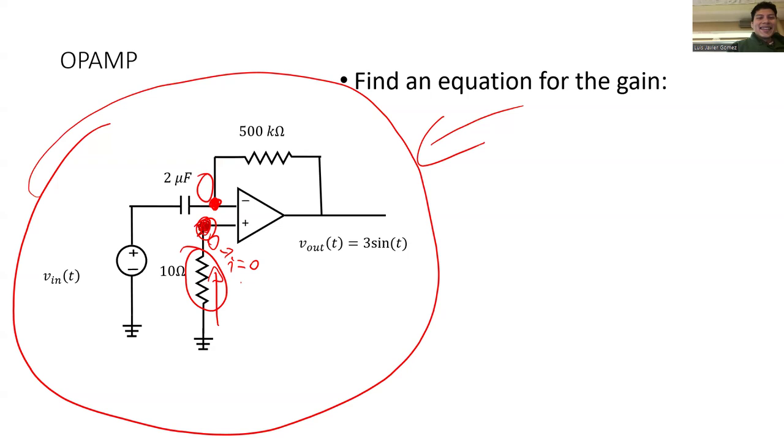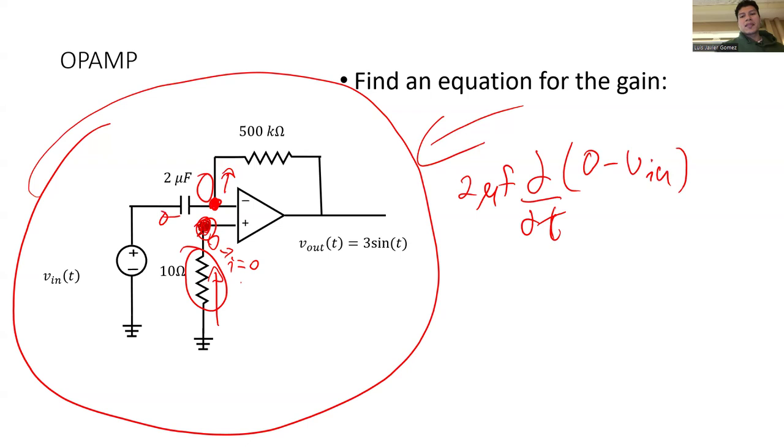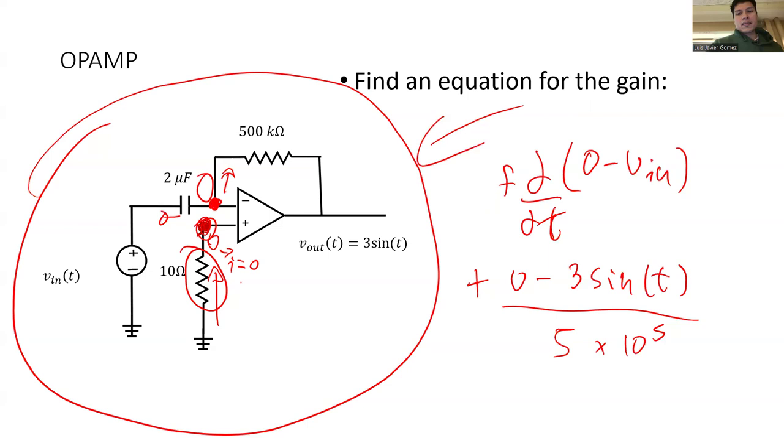Okay, so we have two currents coming out of here, and so we just need to apply KCL at this node, and basically things will break down. So we have 2 microfarads times d/dt of (0 minus Vin) plus (0 minus 3 sin t) divided by 5 × 10⁵. And here, let's just write this as 2 × 10⁻⁶.